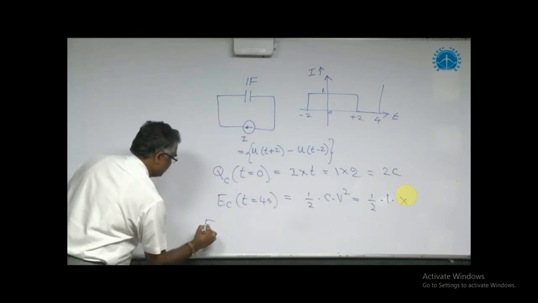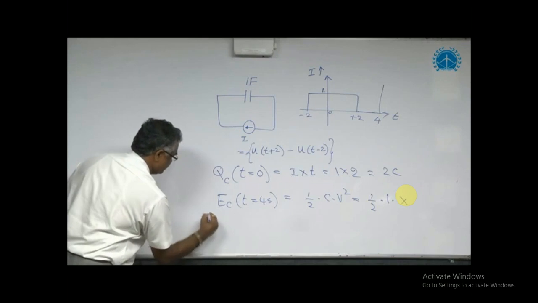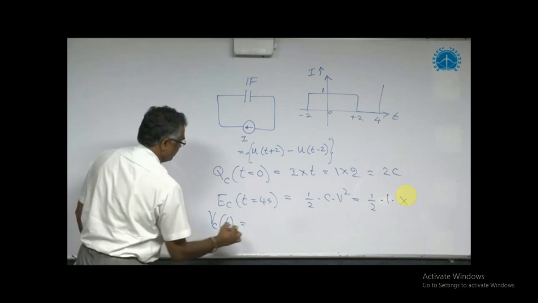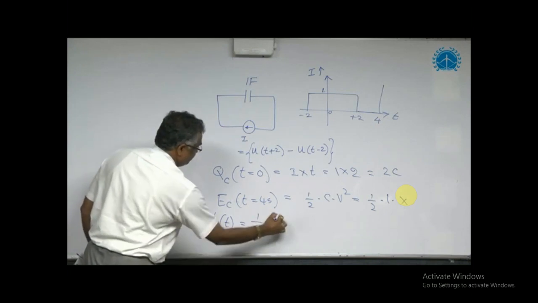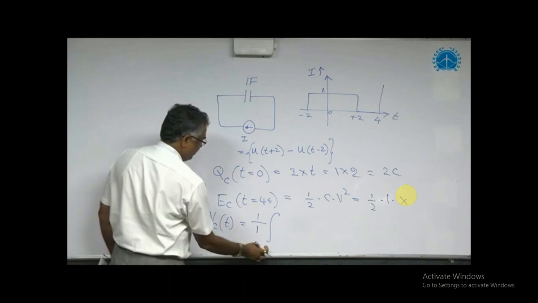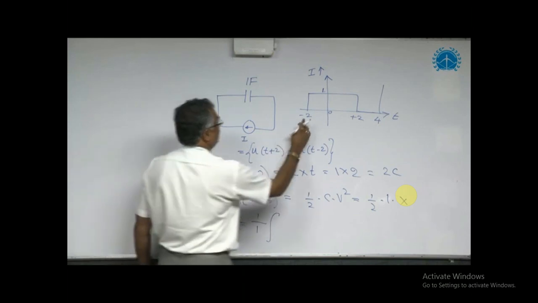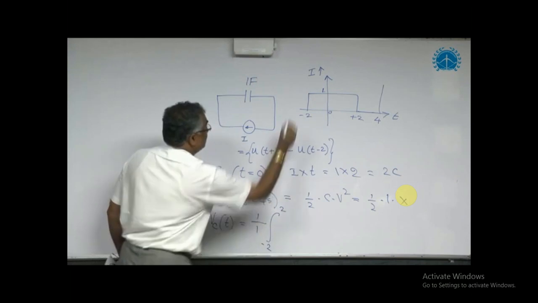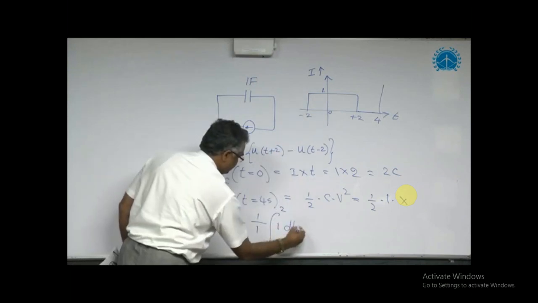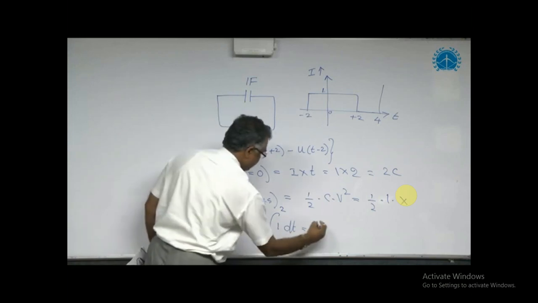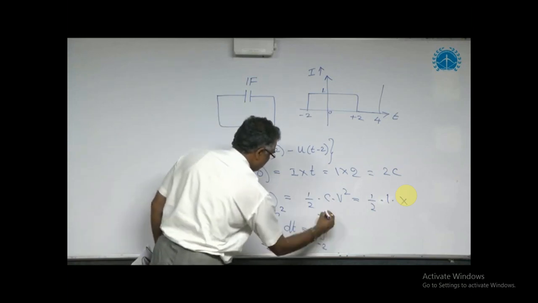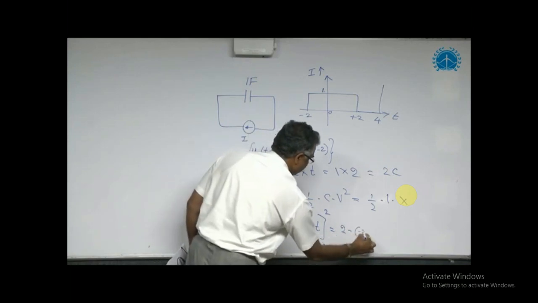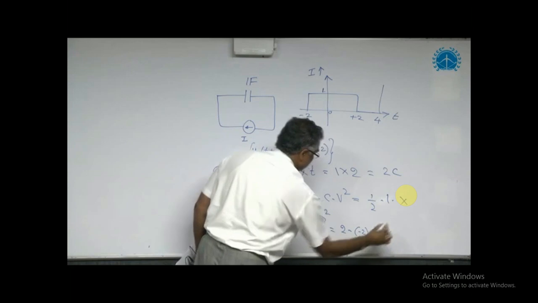Therefore, the voltage in the capacitor Vc of t, the formula is 1 by C, C is 1, integral, general formula minus infinity to t, but current is flowing from minus 2 to plus 2. So directly I take it from minus 2 to plus 2, current of 1 dt. Then the integration of 1 is t, limits from minus 2 to plus 2. So it is 2 minus of minus 2, it becomes 4 volts.